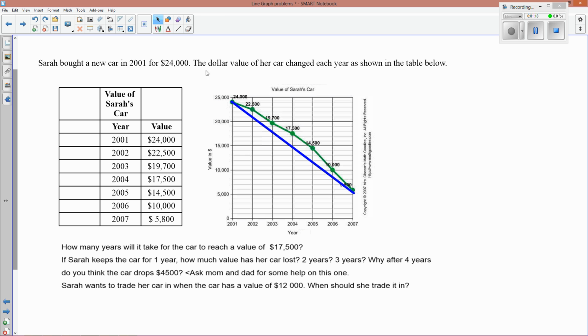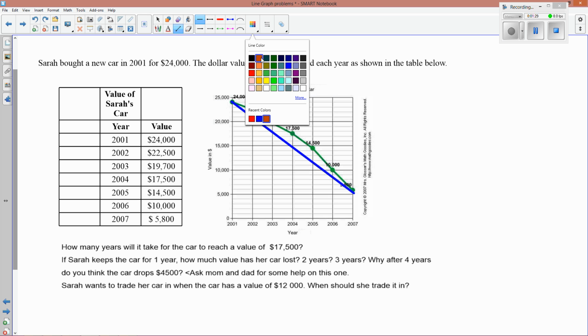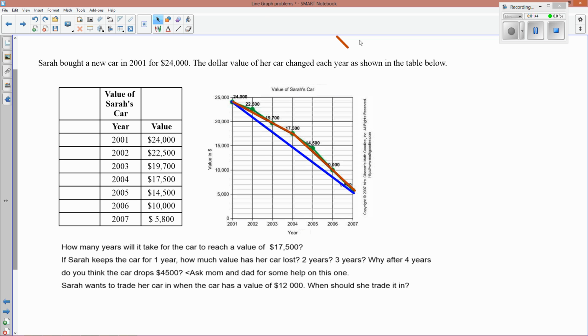Up until about this year here, it seems like it's decreasing on a line that looks like this. And then it starts decreasing on a line that looks like this. And there's a real good reason, and you can try to see if you can think about it. Maybe ask mom and dad tonight. That's the one question I'm not going to answer, and it's down there.